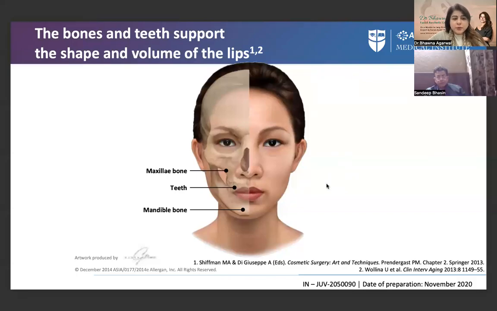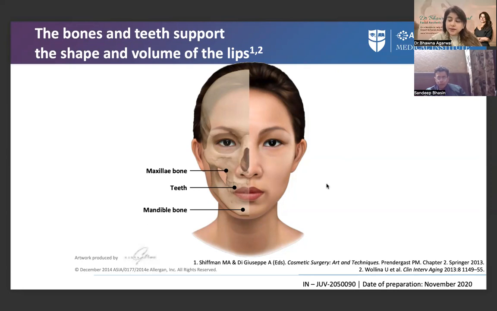So the bones and teeth support the shape and volume of the lips. In young patients, you have to just see the support, but in elderly or senior age groups, the support is also lost, the dentition, the structure is also lost. So what do you do then? First you have to see that adding more volume to the lips is not going to compensate for the bony support or tooth support in the senior age.